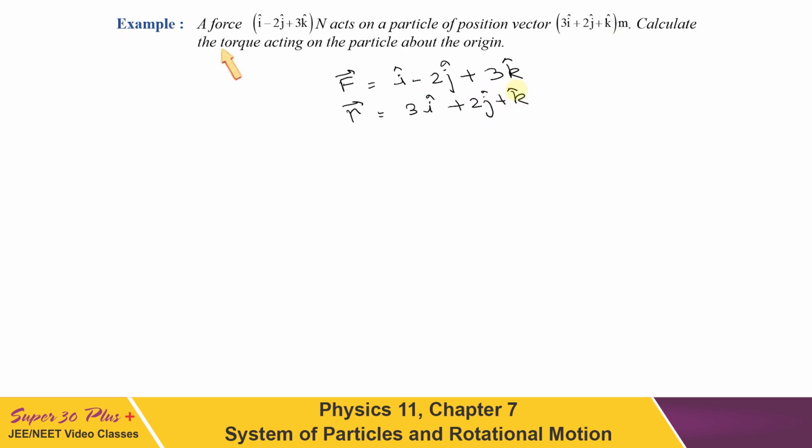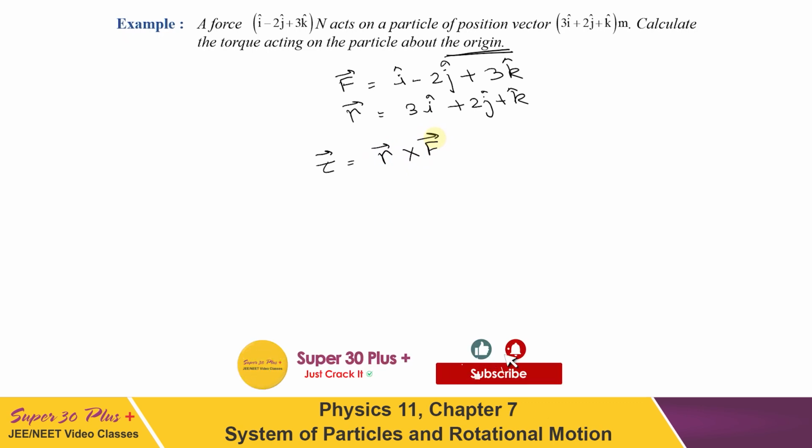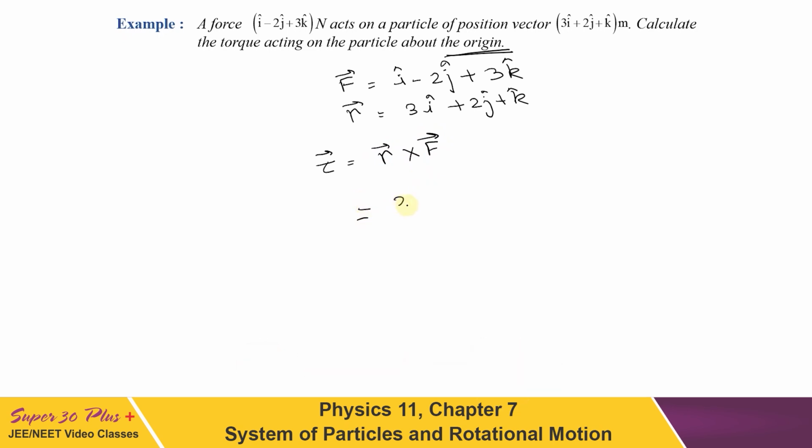It is asking for the torque acting on the particle about origin. Now here this has to be about origin, so directly we can write torque as r cross F. Otherwise, if any reference point had been given, then we would have to write the position vector with respect to that reference point. But this time, since the reference point is origin itself, we can directly write the position vector as 3i plus 2j plus k. So that will be (3i plus 2j plus k) cross (i minus 2j plus 3k).